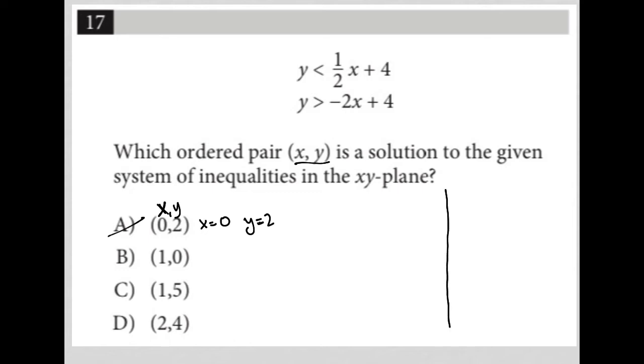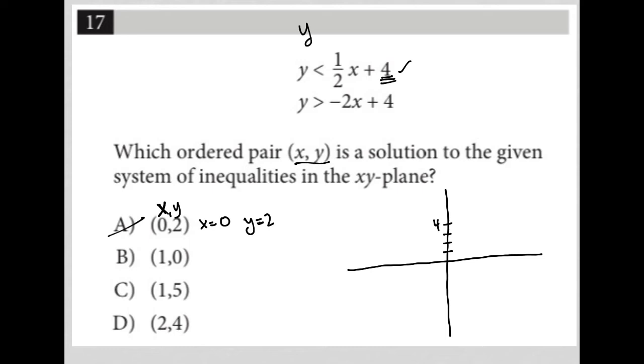So if I graph the inequalities, I can actually see where the solution set should be. So my first inequality is y is less than 1/2 x plus 4. So I'm going to go to my 4 on the y-axis, and I like to label all my markers there and try to make them evenly spaced. So that's my y-intercept of 4 here.